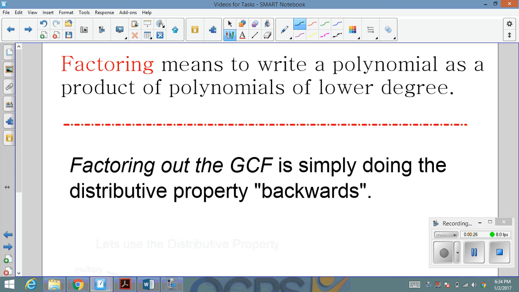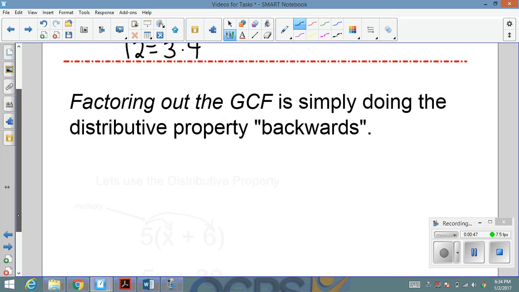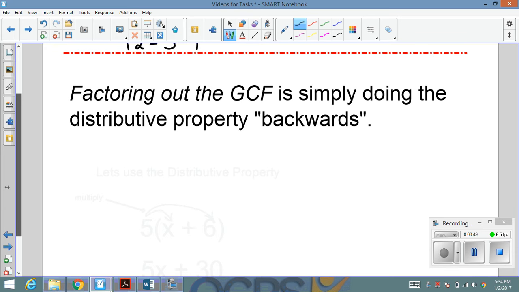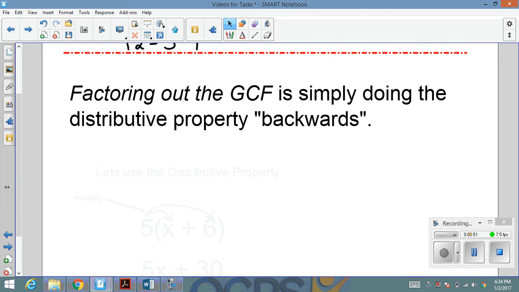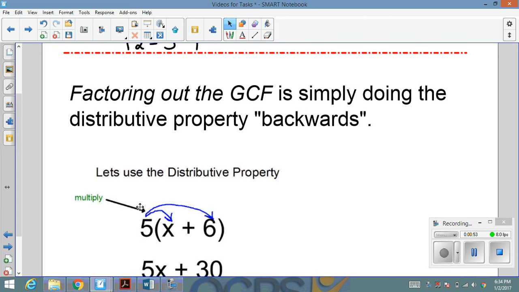For example, if we have 12, I can write that as a product of two factors, 3 times 4. We're doing essentially the same thing, but this time with polynomials, which means that there will be variables involved. Now we're going to learn several methods for factoring. Our first is factoring out the GCF. And all it means is that we are going to be doing the distributive property backwards.